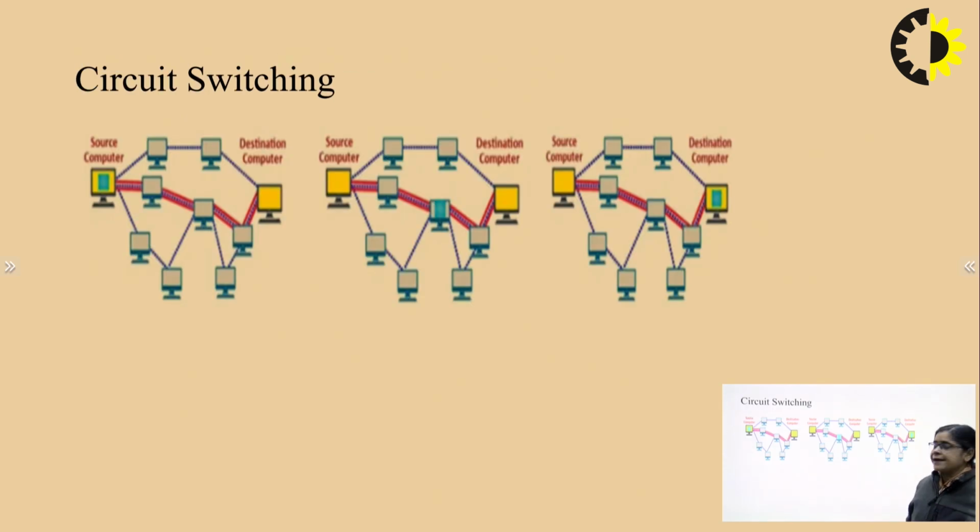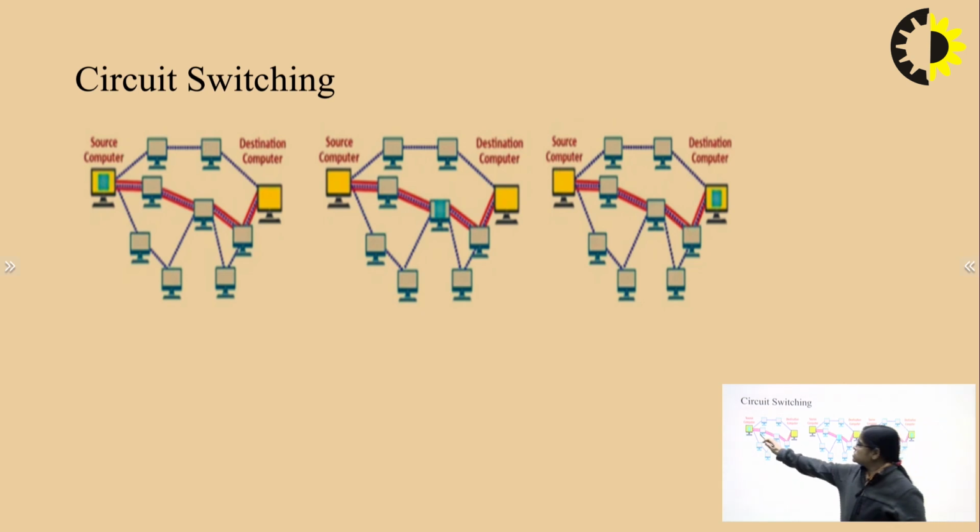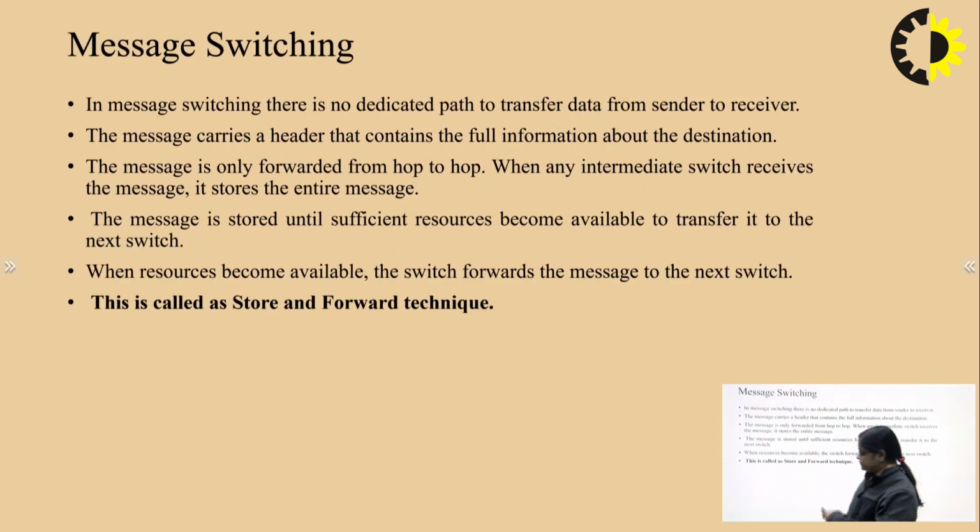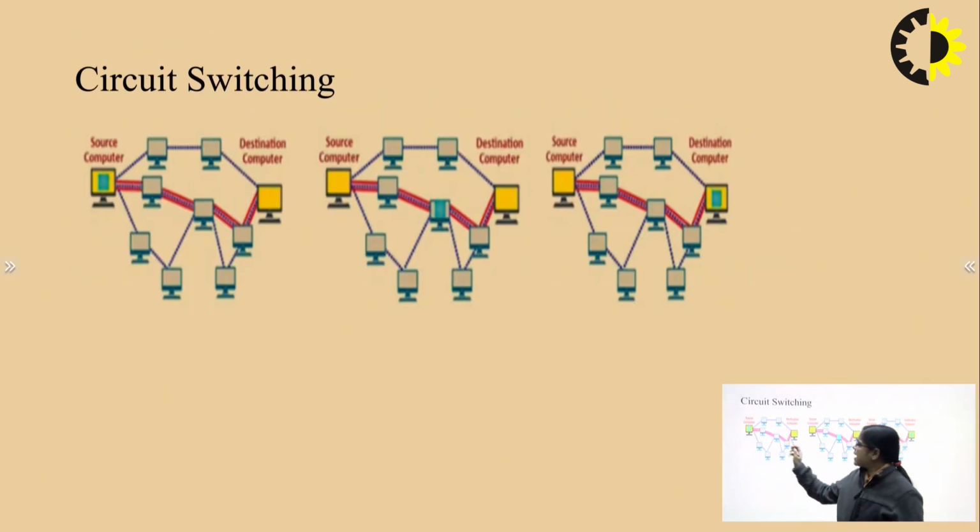Now, this is a diagram of circuit switching, what I am telling you. See, this is a dedicated path. You can see the source and the destination, right? In this diagram, this red line shows that my data is traveling only until my connection is established, right?